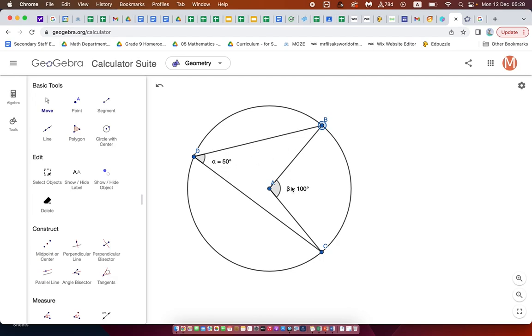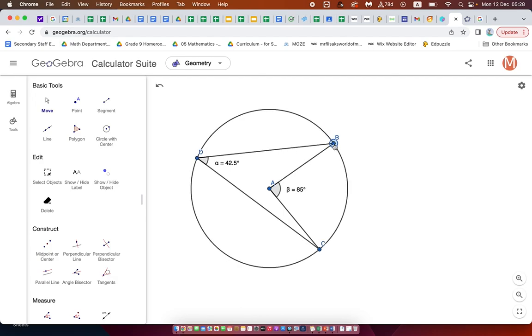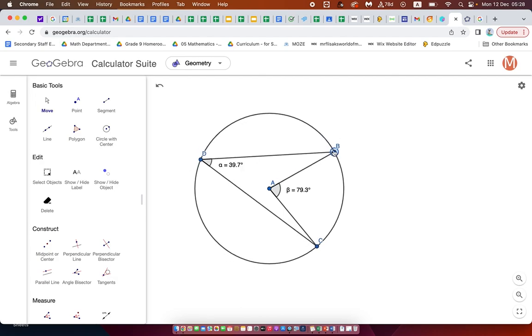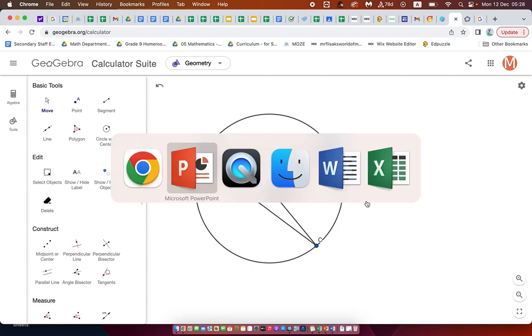Let's confirm that with two other measures. So here's 50 and 100. Let me make this inscribed one 40, let's say. There we go. I made the inscribed one 40. This one's 80. Looks like the relationship holds, and that is a key relationship for today. Let's go back to the presentation.